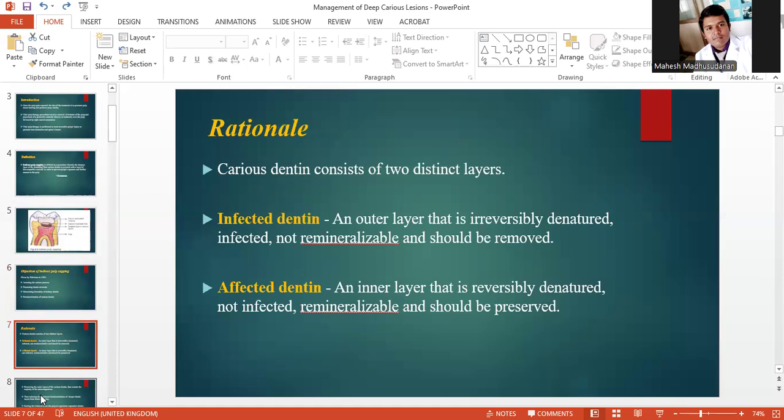The rationale behind IPC: carious dentin consists of two distinct layers, infected dentin and affected dentin. Infected dentin is an outer layer that is irreversibly denatured, infected, not remineralizable, and should be removed. On the other hand, affected dentin is an inner layer that is reversibly denatured, not infected, remineralizable, and should be preserved.